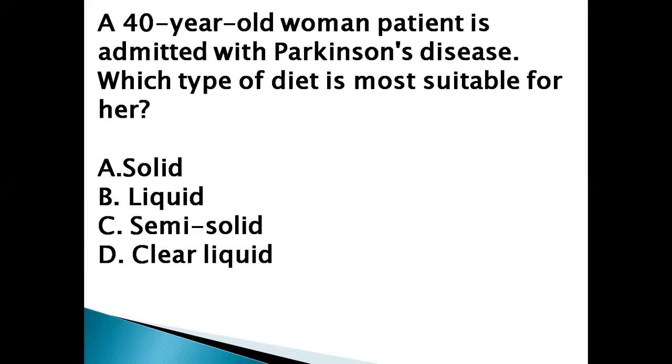A 40-year-old woman is admitted with Parkinson's disease. Which type of diet is more suitable for her? Okay, they're asking about Parkinson's disease. As we know, in Parkinson's disease the patient has difficulty in swallowing. So you have to adjust the texture of the diet. That is very important. If you give just clear fluid like liquid, there is a chance of aspiration also. It should not be very solid either. It should be semi-solid. Got the point?